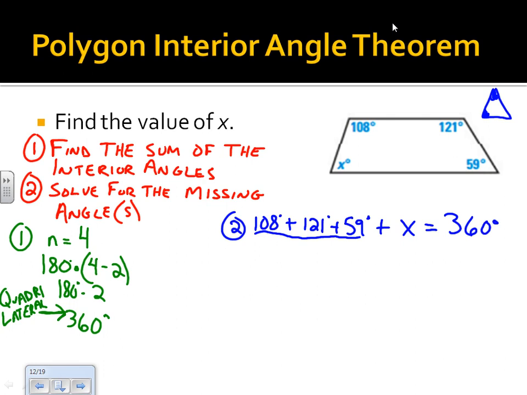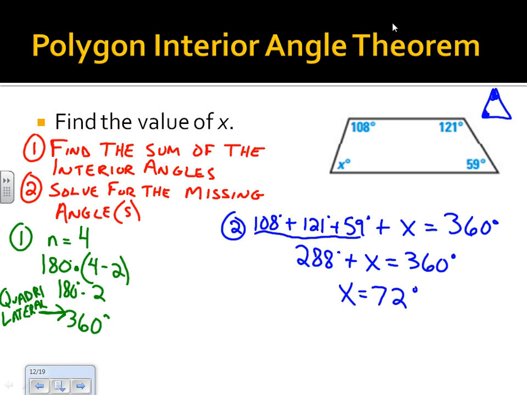Gustavo, you're absolutely correct. Remember, we're adding the x too. So Gustavo said he already added these three together. So we get 288 degrees plus x equals 360 degrees. And you guys can solve that, right? So x equals 72 degrees. Does 72 degrees make sense with the picture? Why or why not? Raise your hand, please.